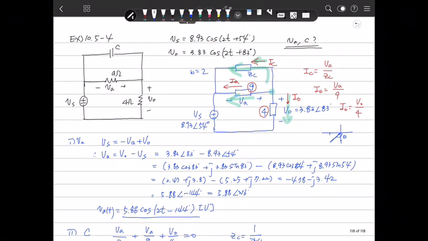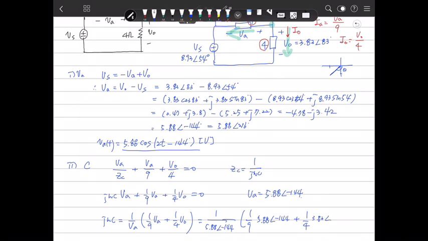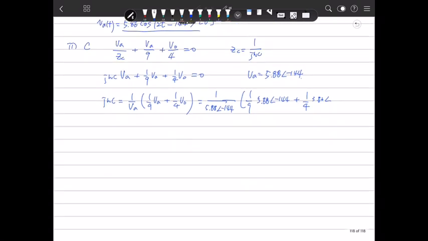The VO is 3.83 at an angle of 83 degrees. So you can use a calculator. Then that variable is simple, 0.12 at 90 degrees. So there is a j0.12. So from here, C is 0.12 over omega. The omega was 2, so it is 0.06. Therefore, C is 0.06 farad.